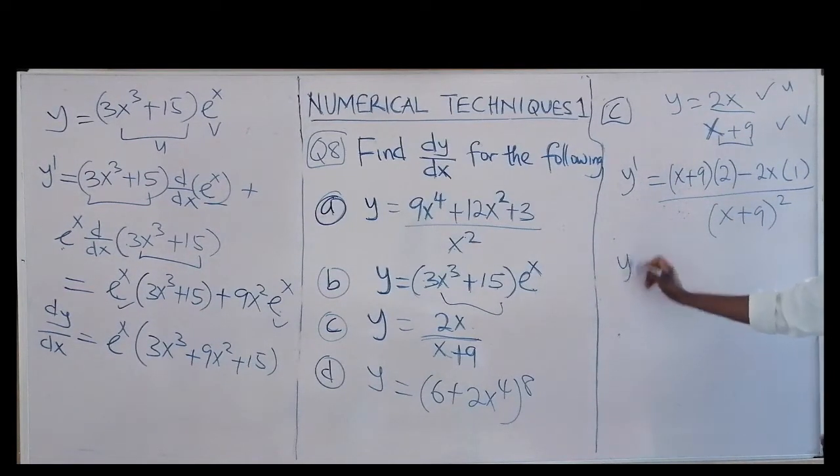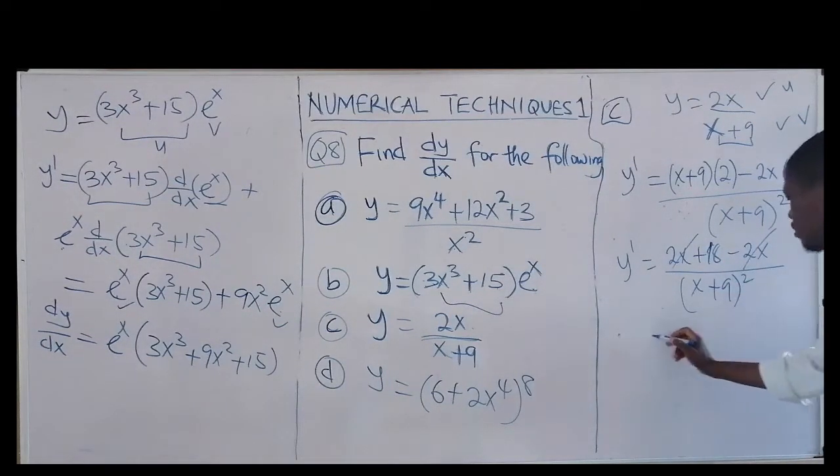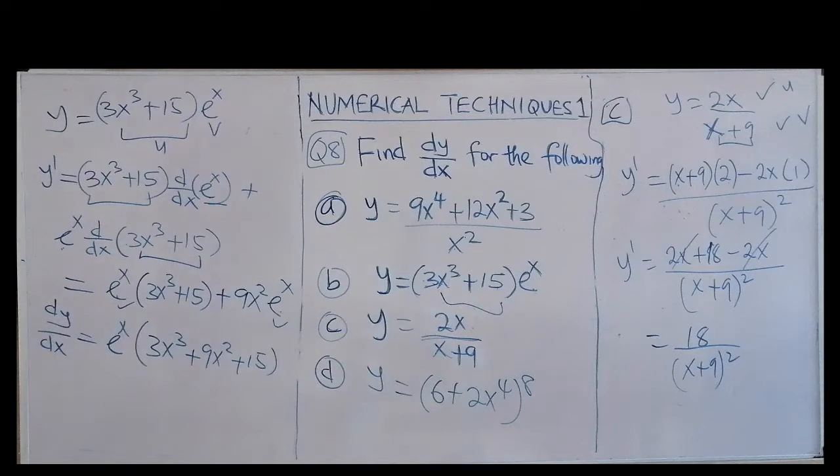Do the expansion. So 2 times this, that's 2x. 2 times 9, that's 18. And then this one, minus 2x, over x plus 9 to power 2. So 2x cancels out. So the answer is 18 over x plus 9 to power 2. So that finished that.